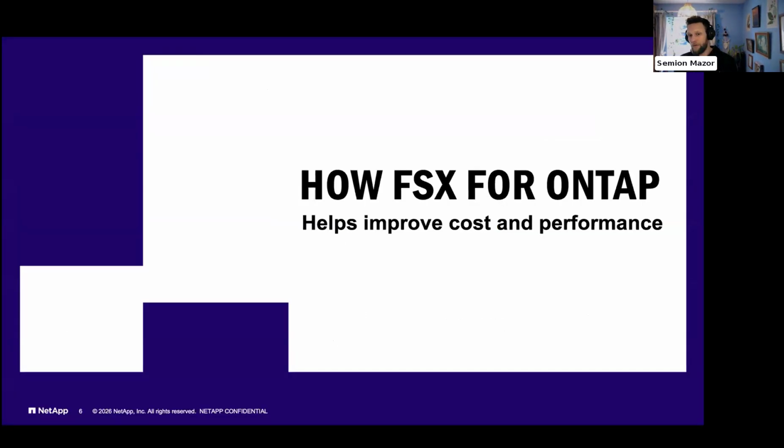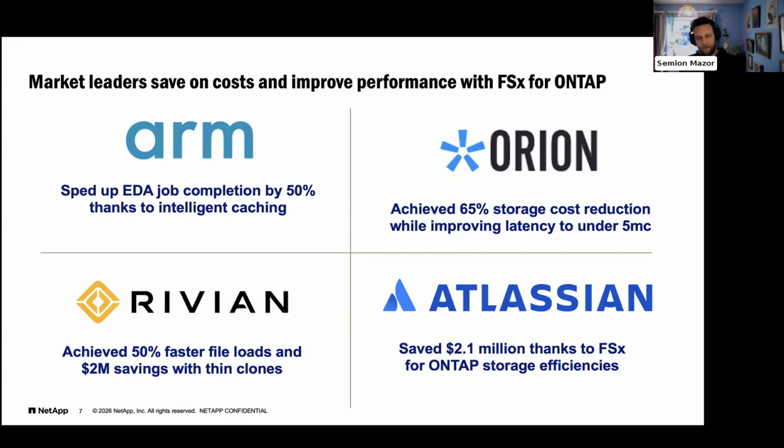So now that we all align on what FSx for ONTAP is and what Workload Factory is, let's focus on how FSx for ONTAP specifically helps to improve cost efficiency and application performance. Here are four real examples of customers from different industries that represent how FSx for ONTAP delivers in practice. ARM could now complete EDA jobs 50 times faster by taking advantage of intelligent caching. Orion achieved a 65% reduction in storage cost, again, 65% reduction in storage cost, while also improving latency to under 5 milliseconds.